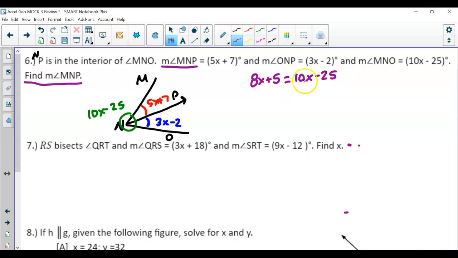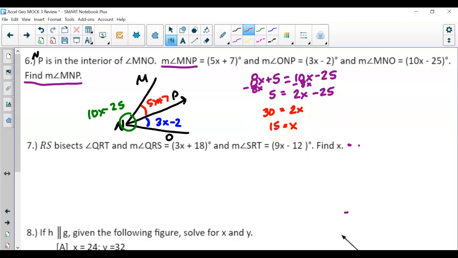Now we're going to solve for x. So I'm going to gather the variable. So now you've got 5 is equal to 2x, right? From subtracting 8x from both sides. So we're just gathering our variables here, minus 25. Now we're just solving our two-step. Add the 25, so now we're at 30. It's equal to 2x. Divide by 2, and x is equal to 15.